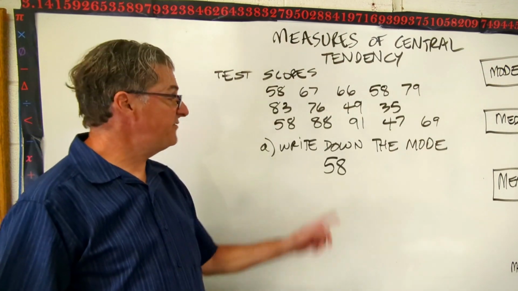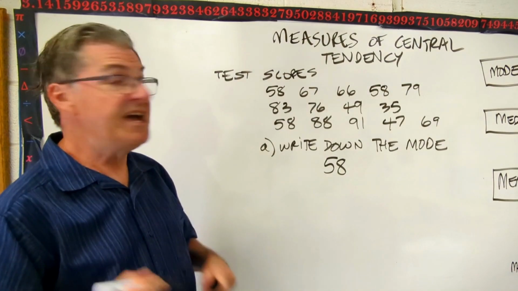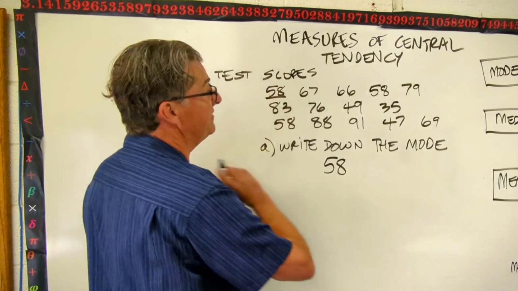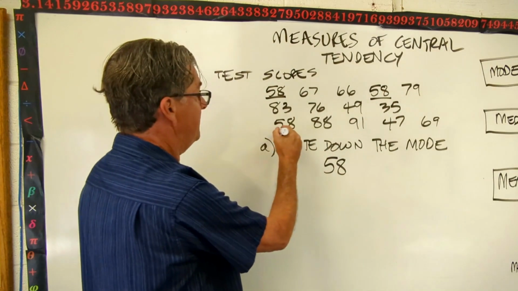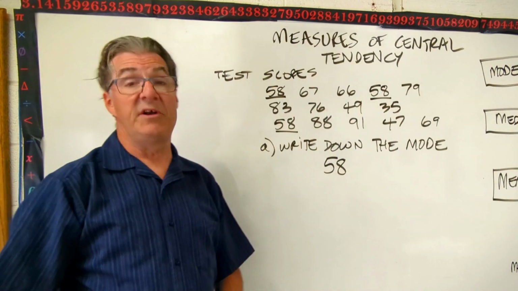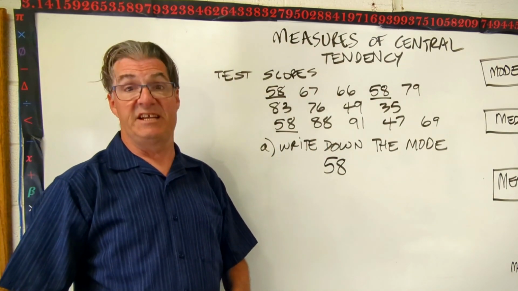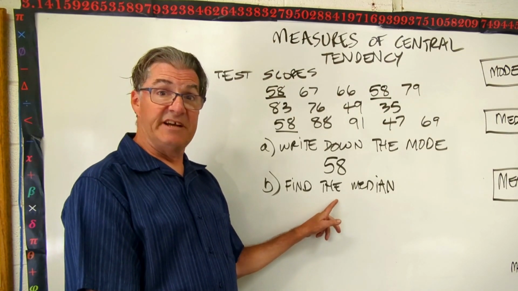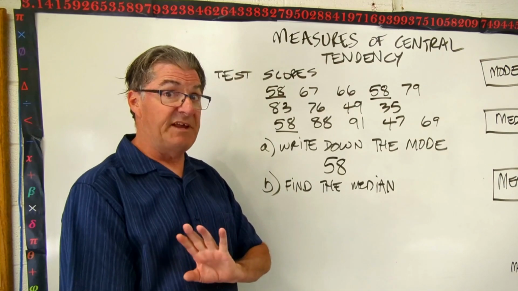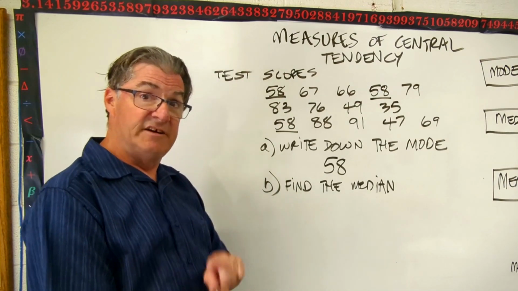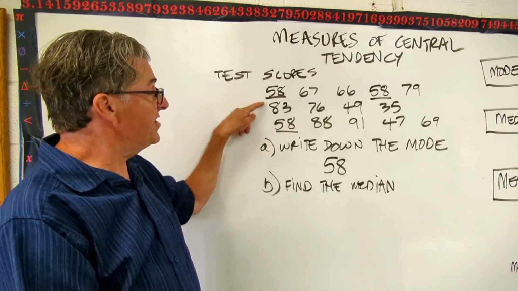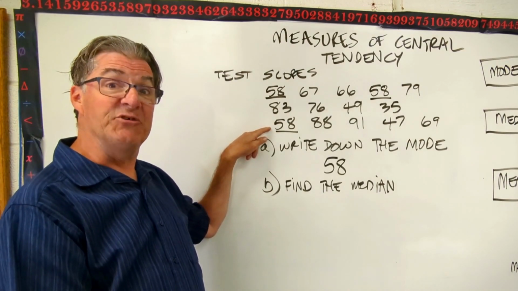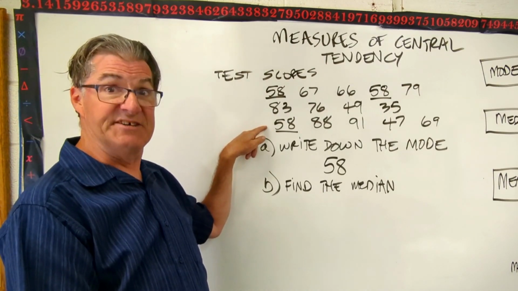Okay, the mode is 58 because the 58 happens 3 times. We have a 58 there, a 58 there, and a 58 there. No other number appears 3 times, so 58 is our mode. Now I'm going to ask you to find the median. There's a trick for this, but I'm not going to explain it first. I want to see if you can do that. So go ahead and pause the video and figure out what the middle value of these test scores is.